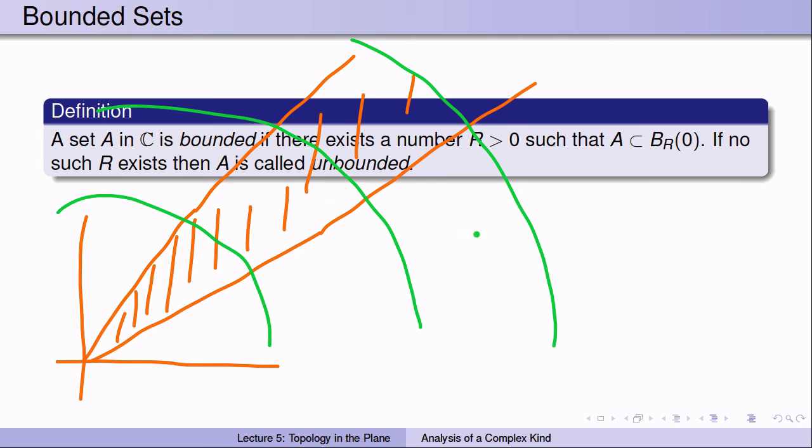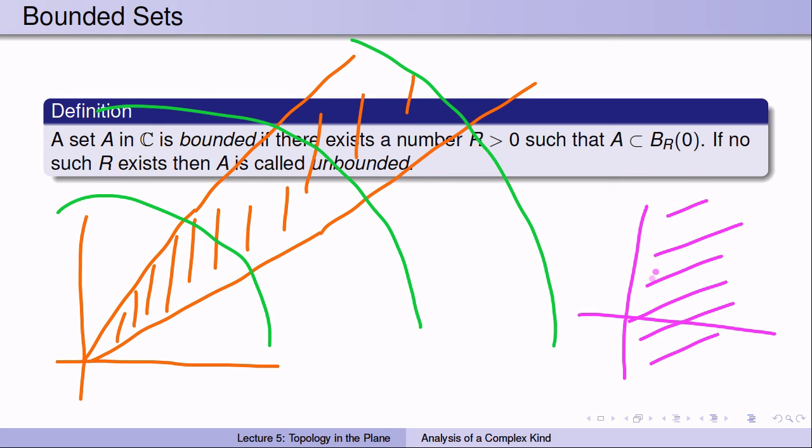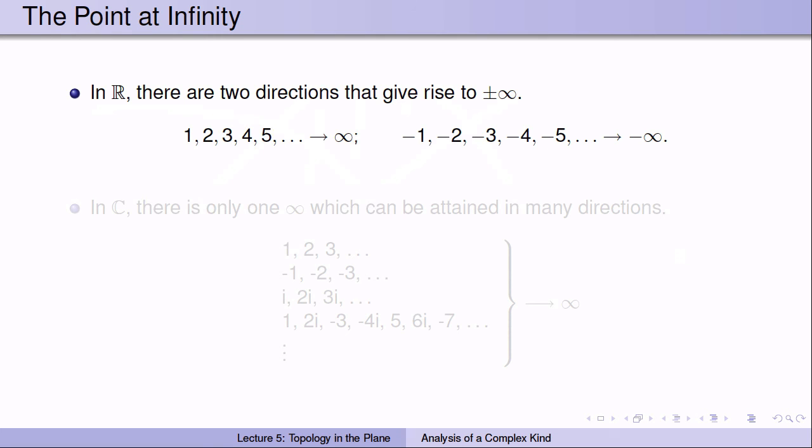Another example of an unbounded set is a whole half-plane. Let's say all those points for which the real part is positive. That's an unbounded set. The whole complex plane itself is an unbounded set. So there are plenty of unbounded sets. We already brought up this notion of infinity a little bit for those unbounded sets that are reaching out towards infinity. In R, we remember there are 2 directions that give rise to infinity. I could go in the positive direction and go towards plus infinity, or I could go in the negative direction and go towards negative infinity.